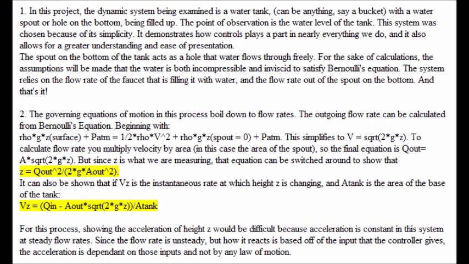The governing equations of motion in this process boil down to flow rates, and they can be calculated from Bernoulli's equation. After some math, you get that the height comes out to the outgoing flow rate squared divided by 2 times gravity times the area of the outgoing nozzle. The velocity of the height, because the height is what's being measured and what's changing, comes to the incoming flow rate minus the area of the outgoing nozzle times the square root of 2 times gravity times the height, divided by the area of the base of the tank.